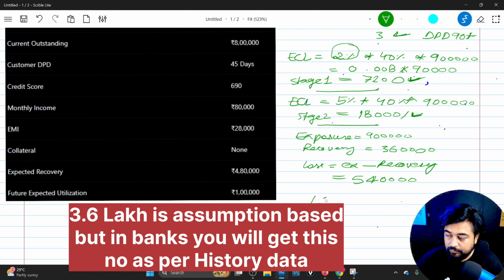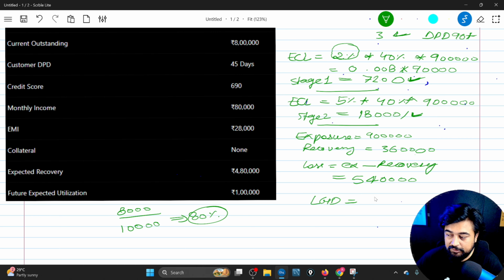Now LGD has a formula, which all of you know, right? So for calculating the LGD, it will be loss, that is 5,40,000, divided by total exposure, 9 lakh. So here the calculation comes to close to 60%. You remember in stage 2 only PD changed. In stage 3 you have changed LGD, right? LGD also changed, PD also changed, both values have changed.